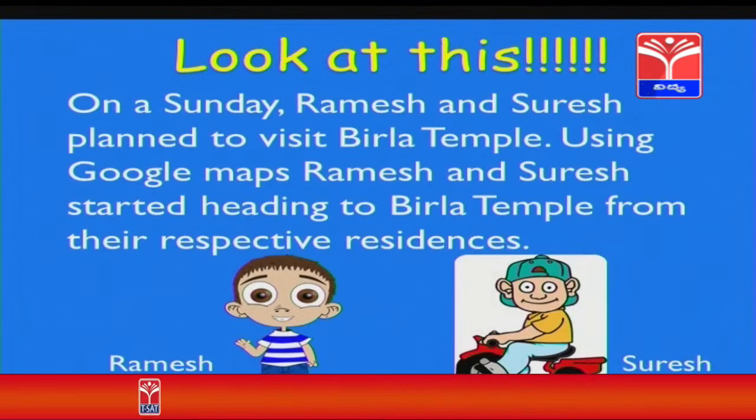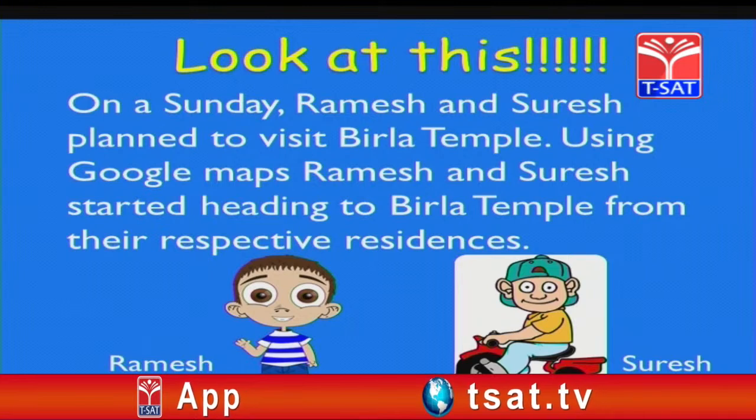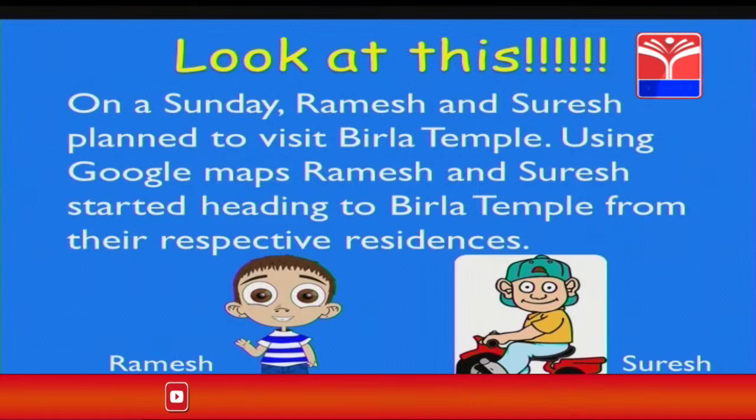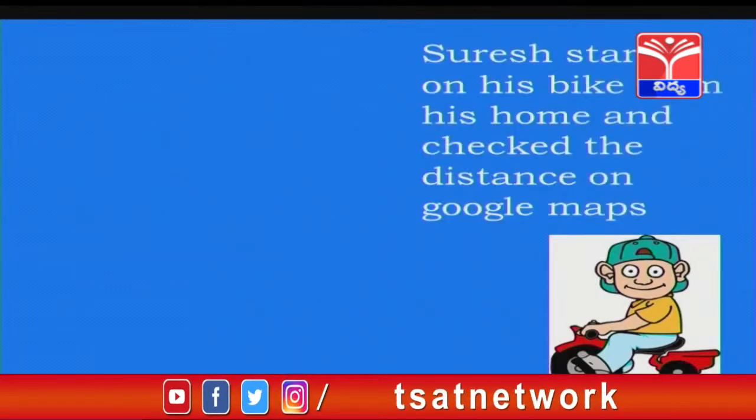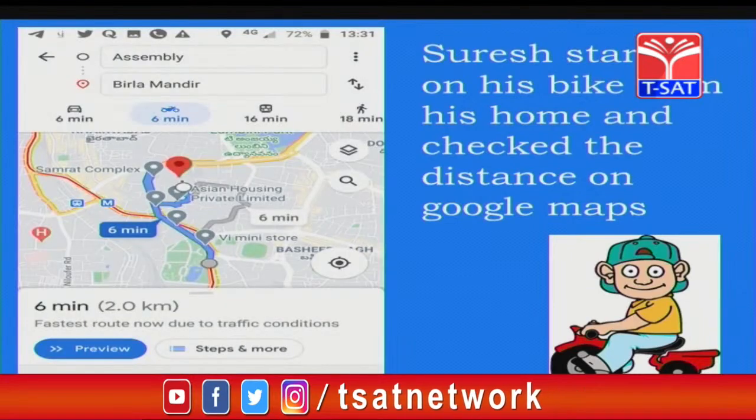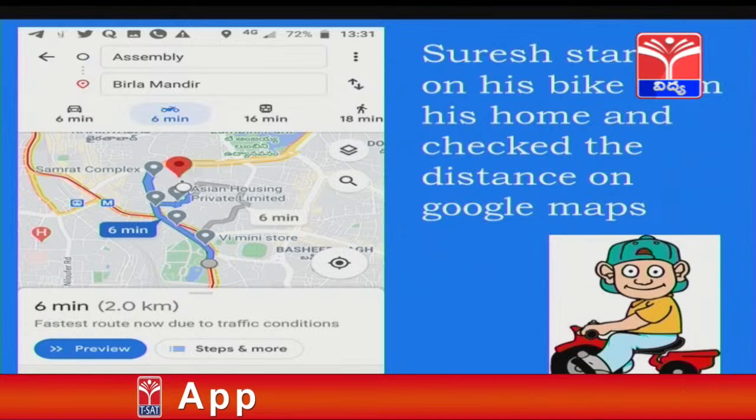On a Sunday, Ramesh and Suresh planned to visit Birla Temple. Using Google Maps, Ramesh and Suresh started heading to Birla Temple from their respective residences. Suresh started on his bike from his home and checked the distance on Google Maps. It showed him 6 minutes time would take and it was 2 kilometers away from his home.